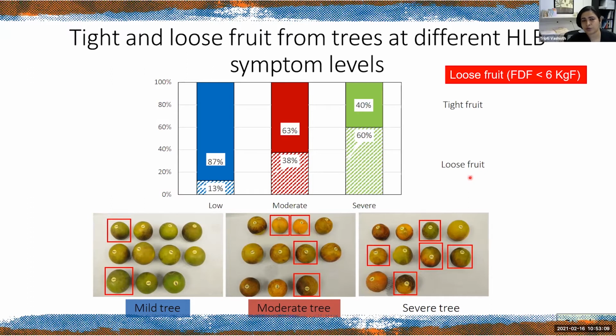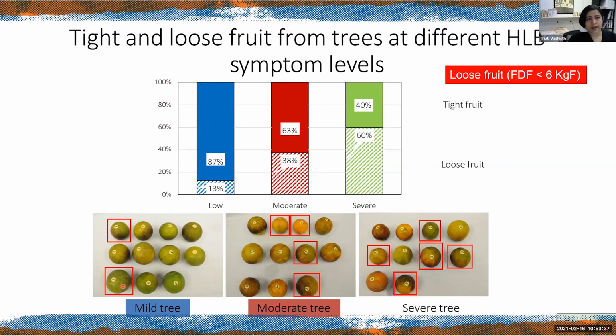So we harvested the fruit from the severe trees and mild trees, and as expected, we found that there was a higher number of loose fruit on the severe trees, and a small amount of loose fruit on the mild trees. So these are some of the examples. The fruit that you see in the red square are the ones that were loose.